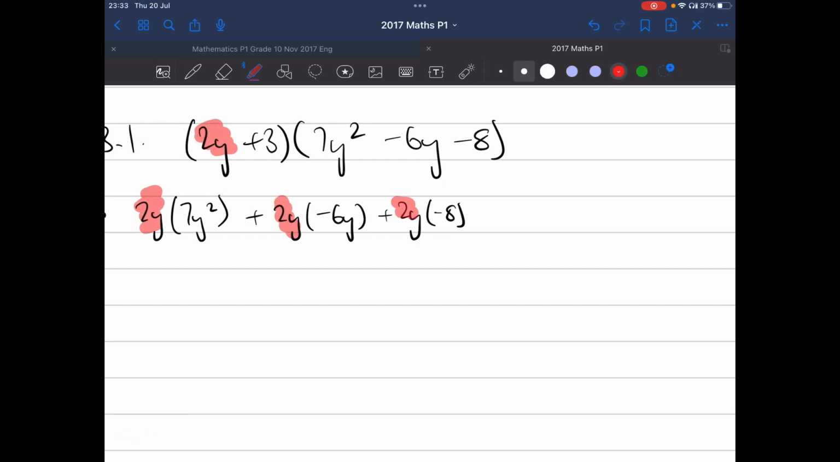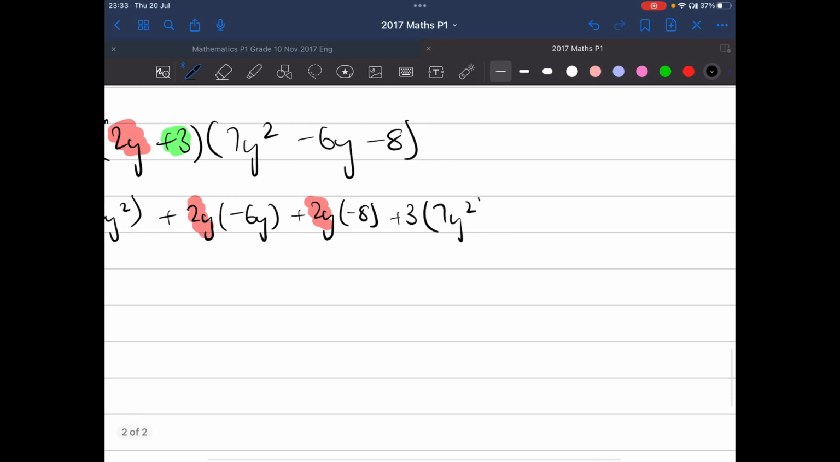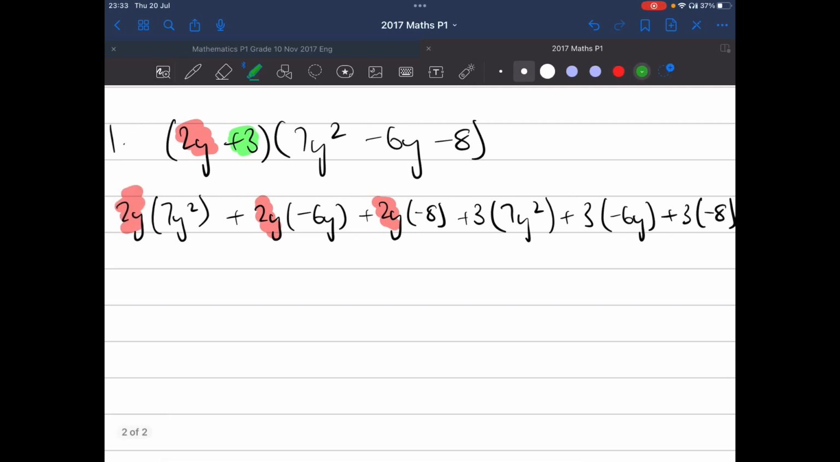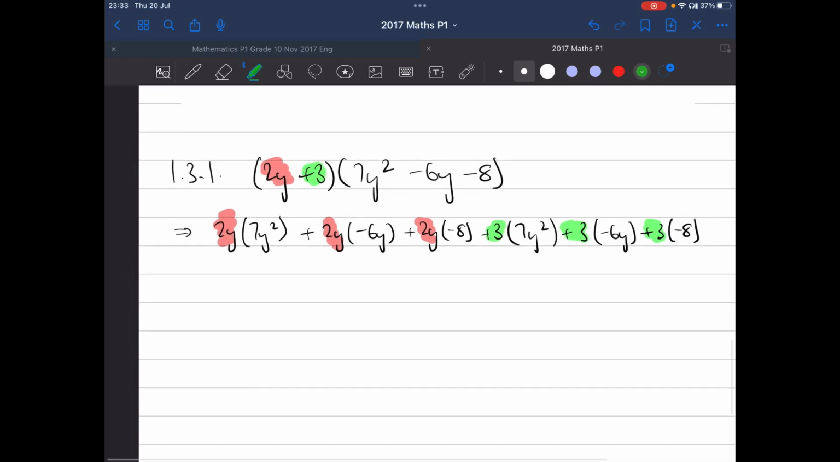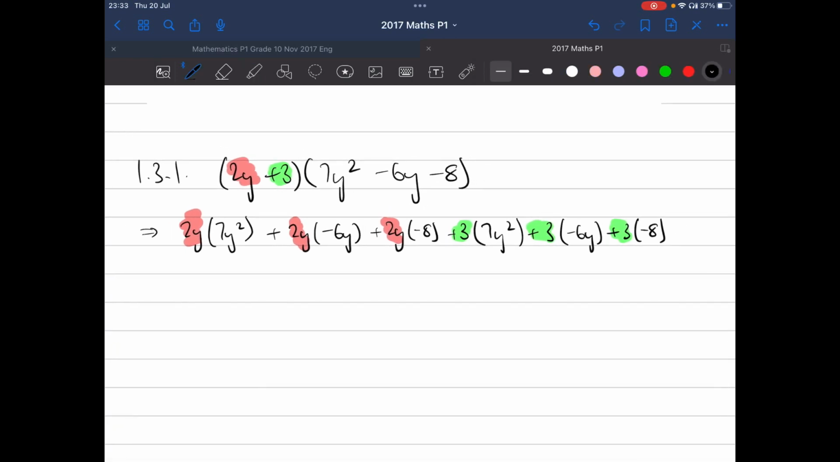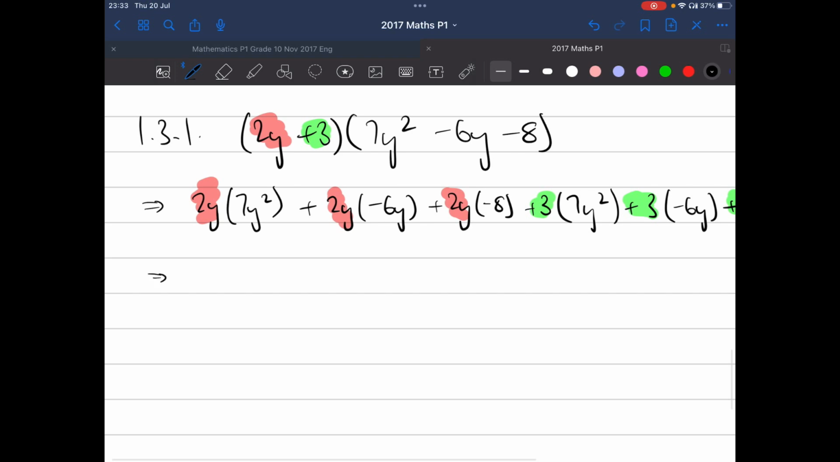You can see we multiplied it by each term in the trinomial, and now we can multiply plus 3 by everything. So plus 3 times 7y squared plus 3 times minus 6y plus 3 times minus 8. Okay, and just to show you, there's the plus 3's again. So now we'll just simplify that.